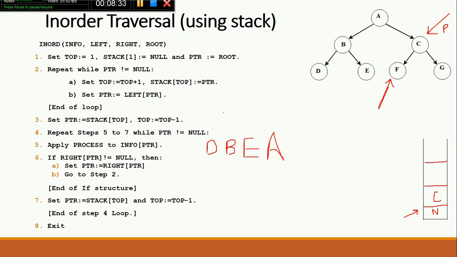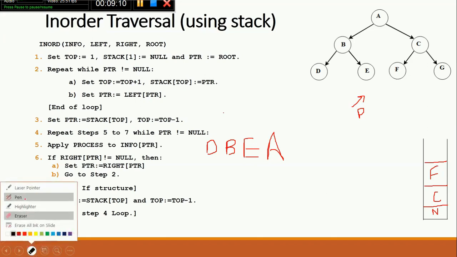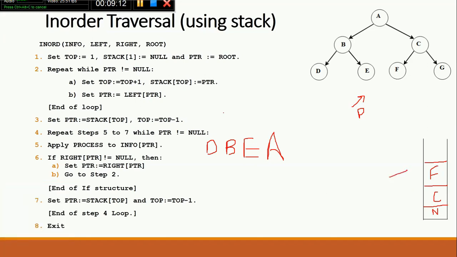Now the PTR is not null here, so it says copy F here. Once I increase top is equal to top plus 1, then I copy the PTR to the stack top and then PTR equal to left PTR. This time the PTR is now pointing to null because F does not have a left child. So this would be the case after step number 2 completion. The PTR is now pointing to null and the top is pointing to F.